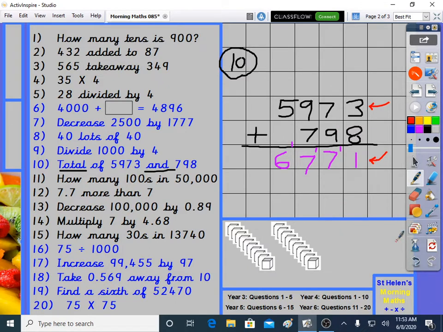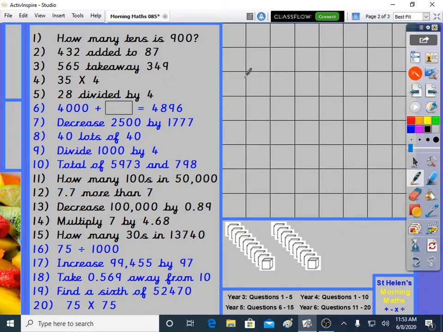That's question 10, and we're on the Year 5 level work, question 11. How many hundreds in 50,000? Lots. Lots is definitely true. How many hundreds in 50,000? Well, 50,000 is 50,000 units. And it's 5,000 tens. And it is 500 hundreds. And that's our answer here, isn't it?